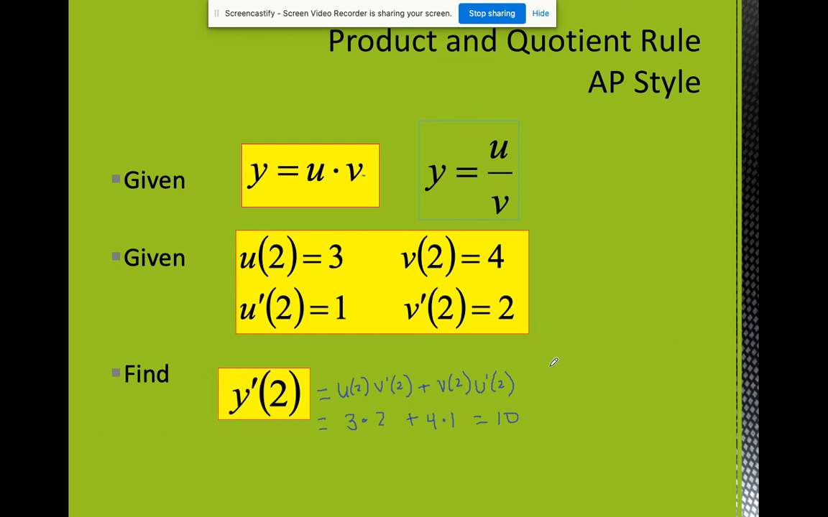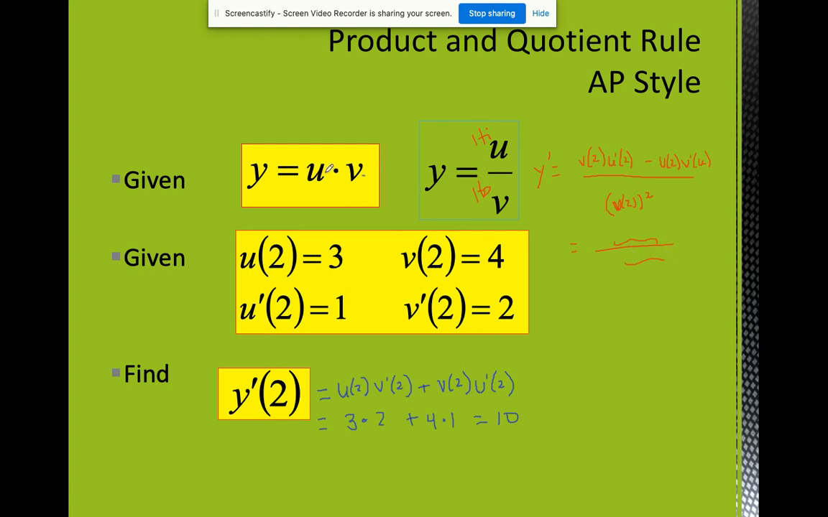To do the quotient rule, you have to know that this is v at 2 squared, right? It is Ho D Hi minus Hi D Ho. And then you're just filling in values, right? I can leave you to do that.